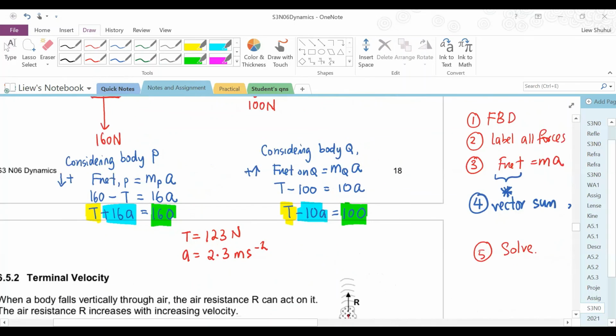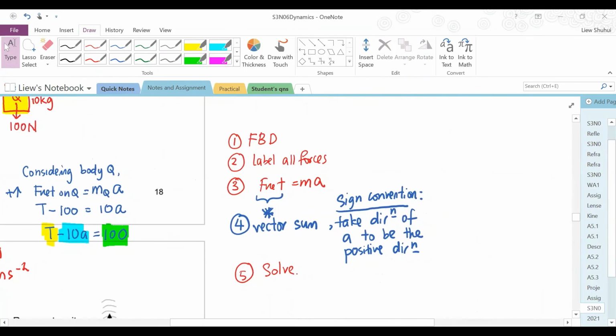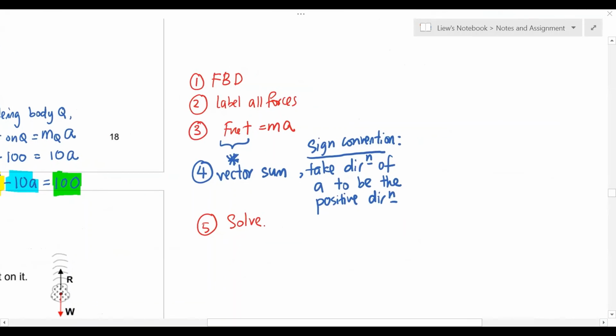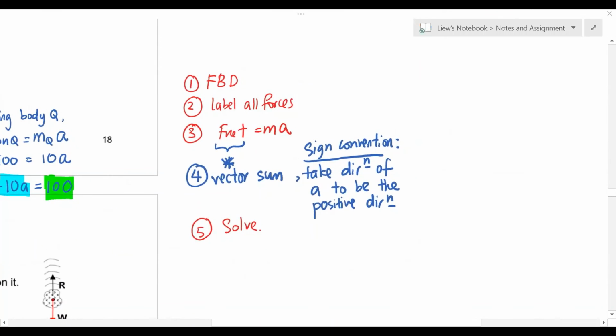So in summary, to approach questions involving Newton's second law, draw your free body diagram, label all the forces acting on the object, and apply F net equals ma. When you're calculating F net, remember that it's a vector sum, so do take note of the sign convention. I would take the direction of acceleration to be the positive direction. And lastly, solve and check to see whether your answer does give you the net force in the direction of acceleration.